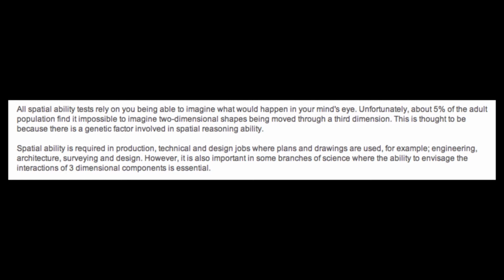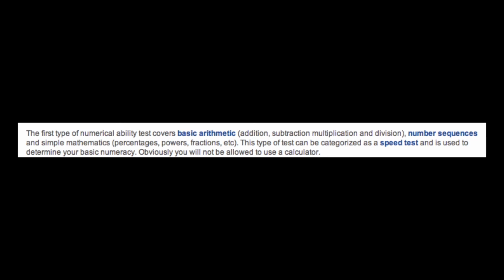The first type of numerical ability test covers basic arithmetic such as addition, subtraction, multiplication and division, number sequences and simple mathematics such as percentages, powers, fractions, etc. This type of test can be categorized as a speed test and is used to determine your basic numeracy. Obviously, you will not be allowed to use a calculator.